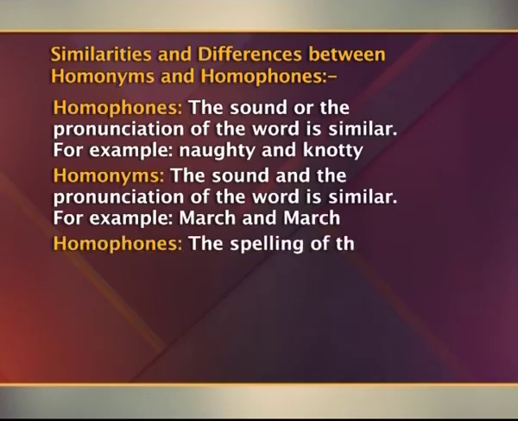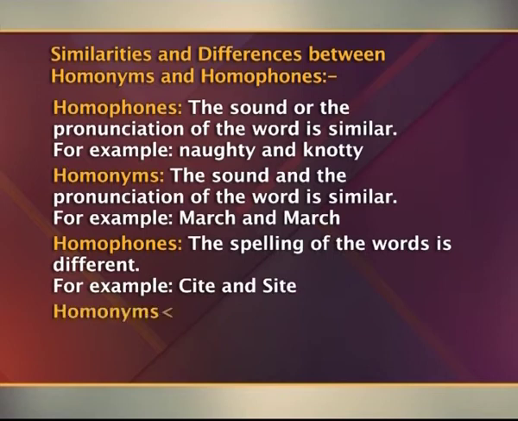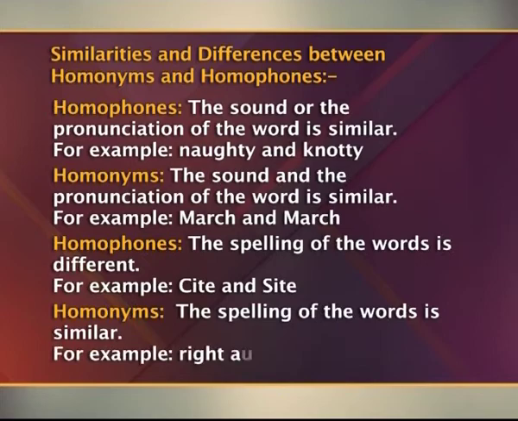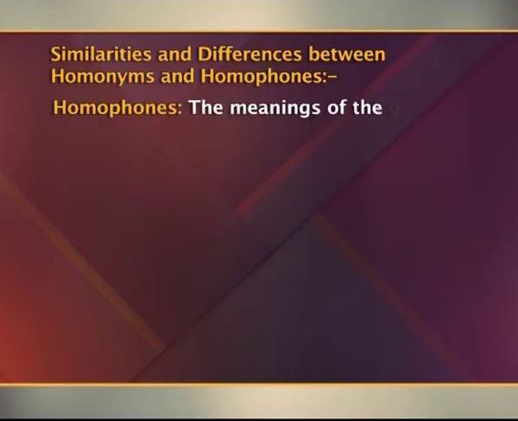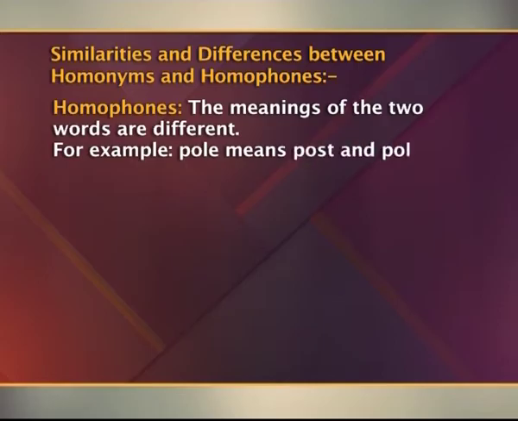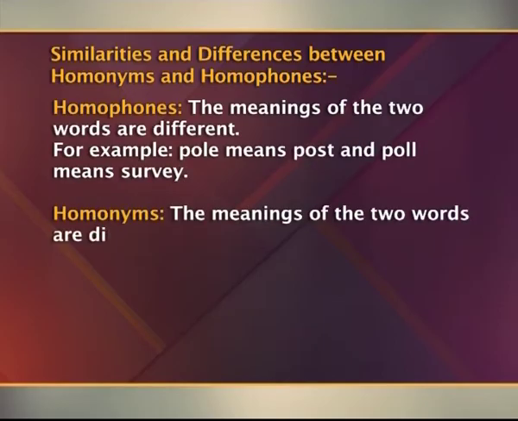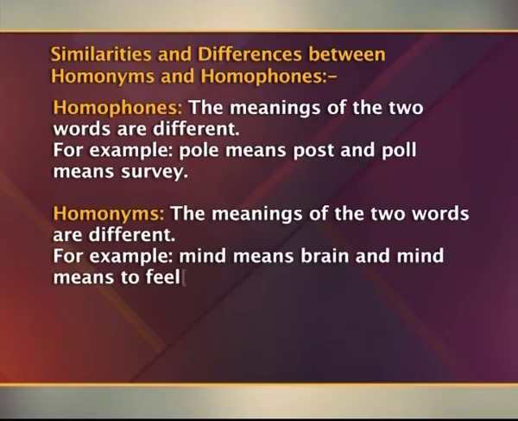Homophones, the spelling of the words is different. For example, sight and site, which is CITE and SITE. Homonyms, the spelling of the word is similar. For example, right and right. Homophones, the meanings of the two words are different. For example, poll means post and POLL, that is poll, means survey. Homonyms, the meanings of the two words are different. For example, mind means brain and mind means to feel.